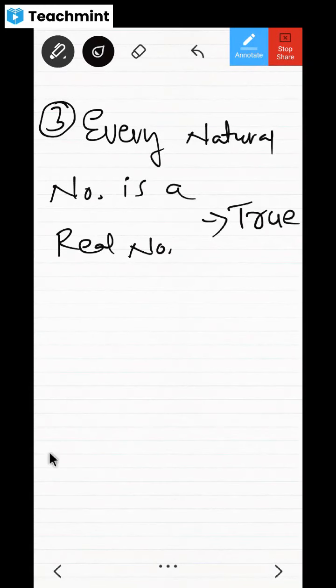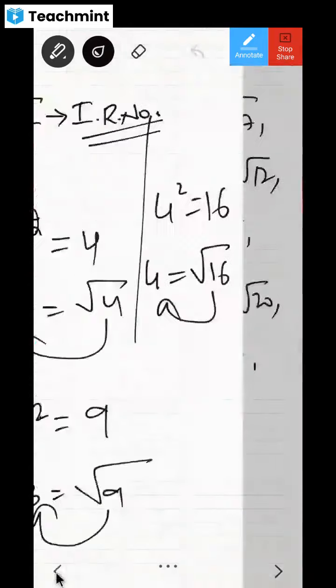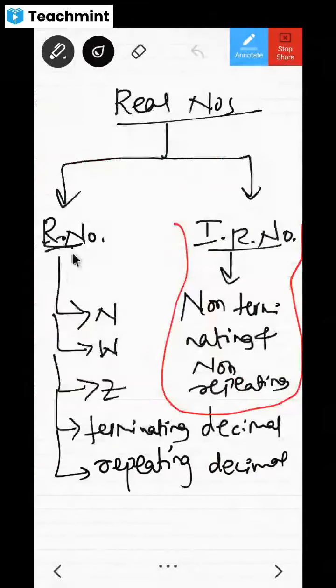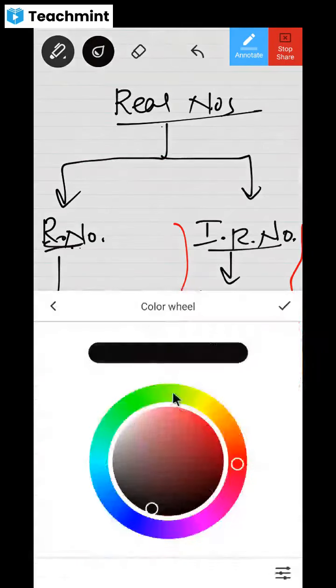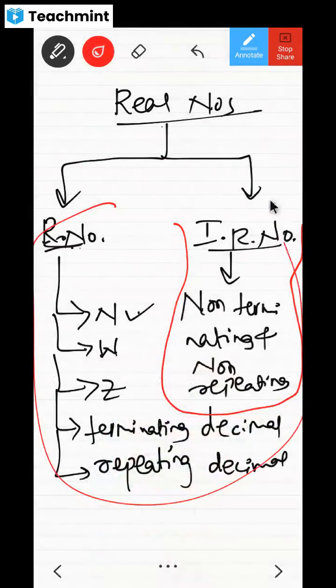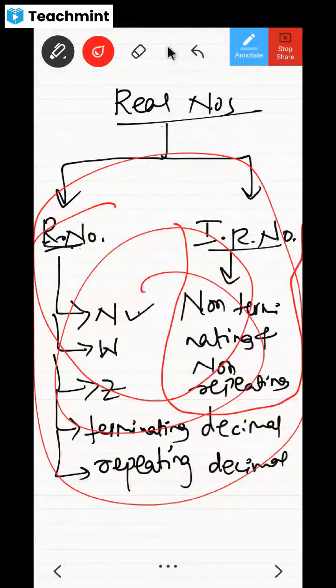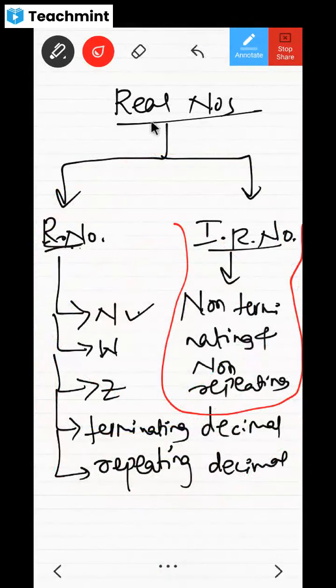Every natural number is a real number. Look at this: real numbers are divided into two parts, rational numbers and irrational numbers. Again, in rational numbers, natural numbers are there. A natural number is a rational number, and a rational number is a real number. So, dear children, all these numbers I have mentioned here are examples of real numbers. Real number means it is the biggest set, the biggest number system. All these numbers come in real numbers, right?